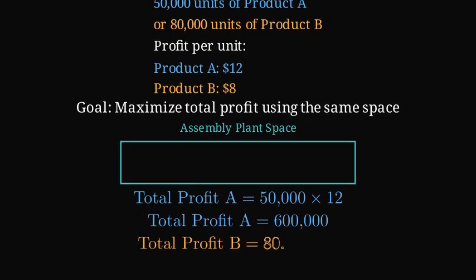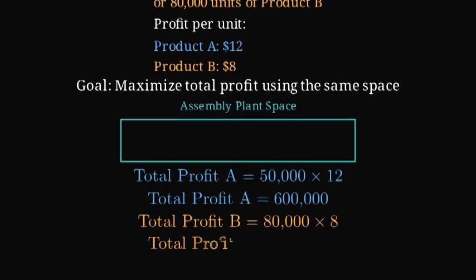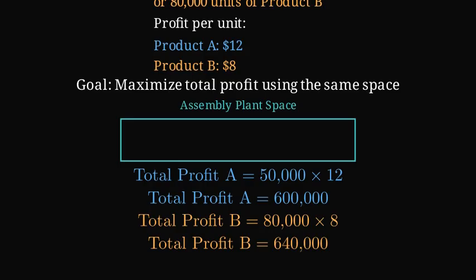Step 3, compute total profit for product B. The formula is the same, units times profit per unit. For product B, we can make 80,000 units, and each unit makes $8. So we multiply 80,000 times 8. Now, calculate it. 80,000 times 8 equals 640,000. So the total profit from product B is $640,000.